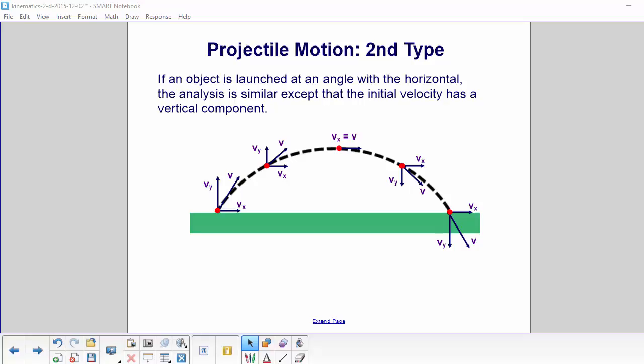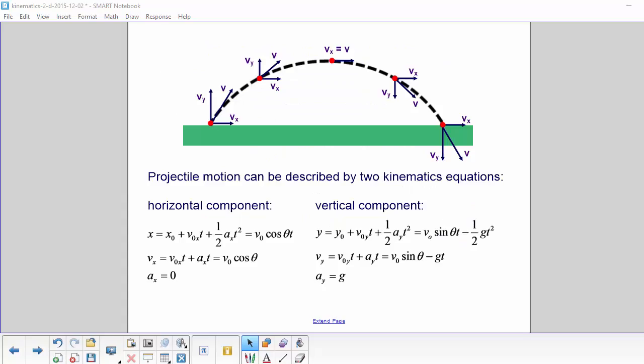The second type of projectile motion starts on the ground and ends at the same height. If an object is launched at an angle with the horizontal, the analysis is similar except that the initial velocity has a vertical component. Projectile motion can be described by two kinematics equations.